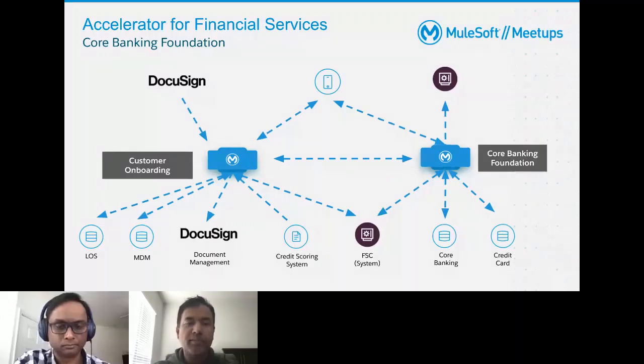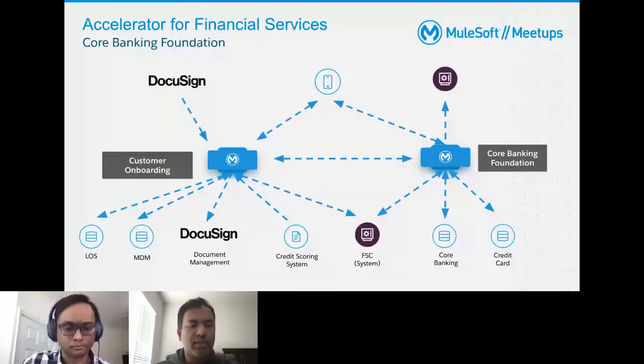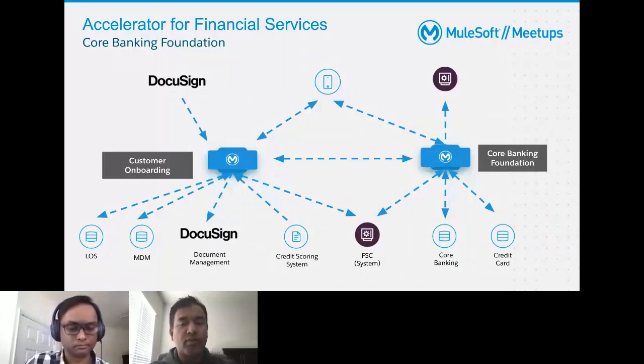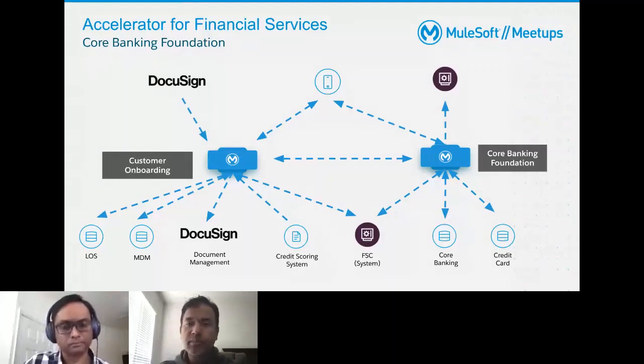And you can see more or less similar systems here, like the loan origination system, the DocuSign document management system, and the credit score system from a customer onboarding perspective, and then we extend that to the core banking foundation, right? From day-to-day, real-world scenarios, what would I need? I would have to deal with my credit card system, right? How can I get real-time information about my balance on the credit card, my current charges, and the outstanding charges on my credit card from a banking perspective? What's the balance in my current or savings account? What is the interest I'm getting, etc.? All that information I can capture at my fingertips, right?